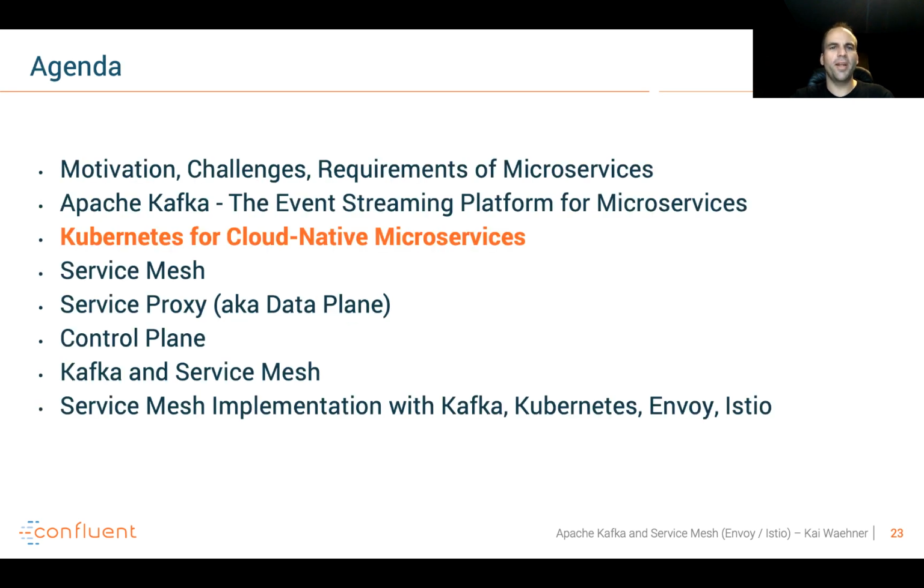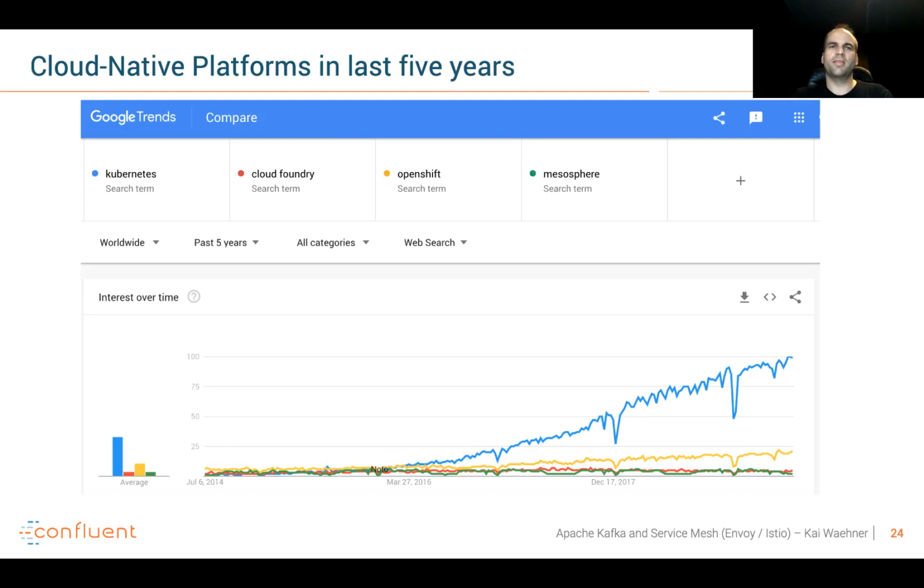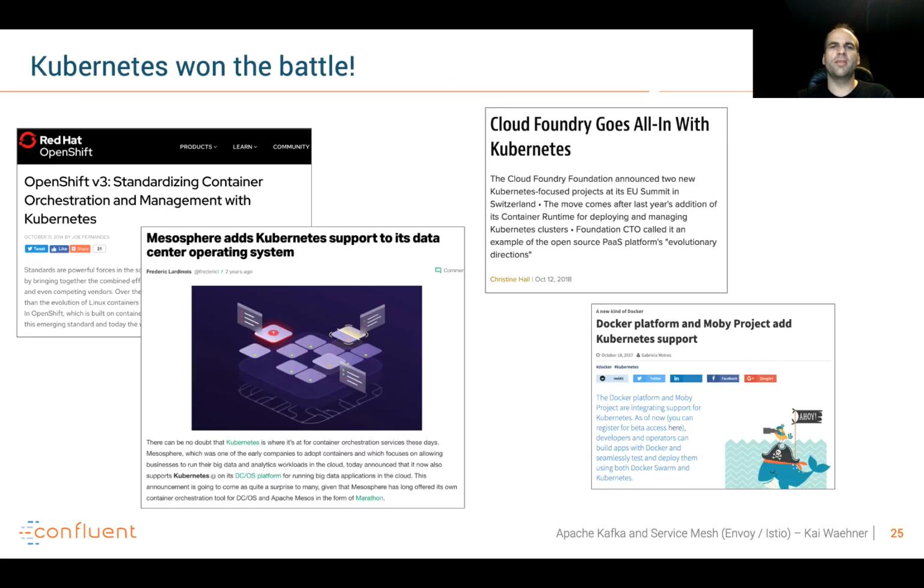And therefore, Kubernetes comes to the rescue here. It's really built for cloud-native microservices. So let's understand better how Kafka and Kubernetes work together very well. Kubernetes is more or less the real cloud-native platform these days. So 5 years ago, it was different. You could search for Cloud Foundry, OpenShift, Mesosphere, Kubernetes. They all had some kind of traction and different features and different technologies under the hood. This completely changed because Kubernetes more or less won this battle due to different reasons.